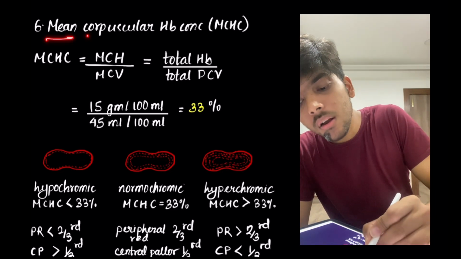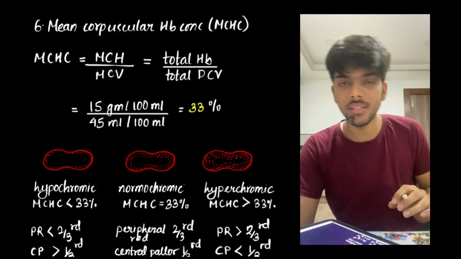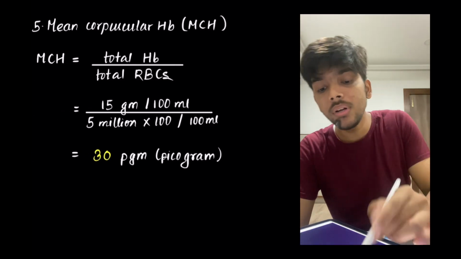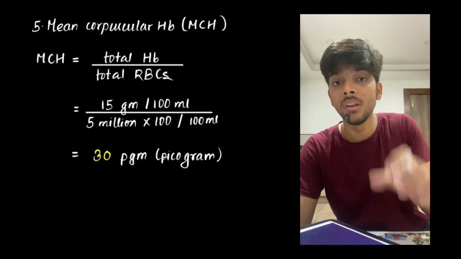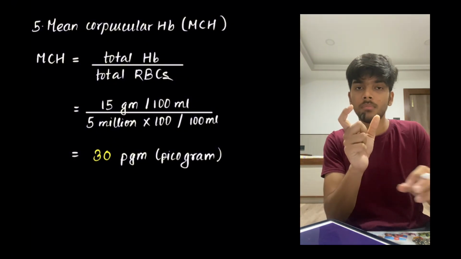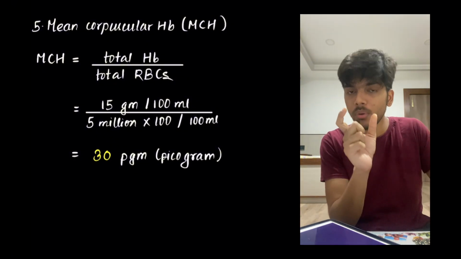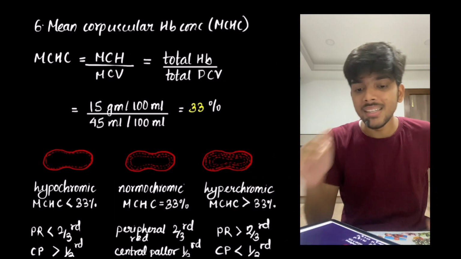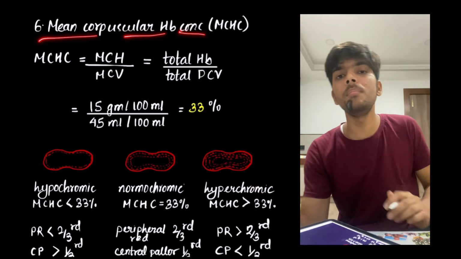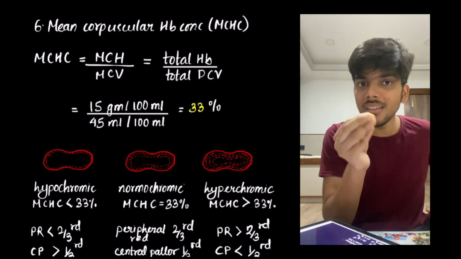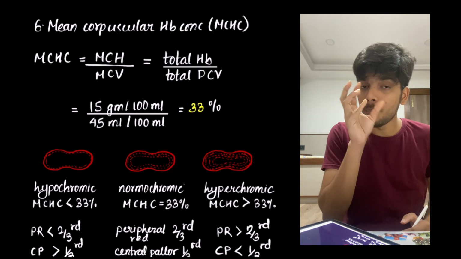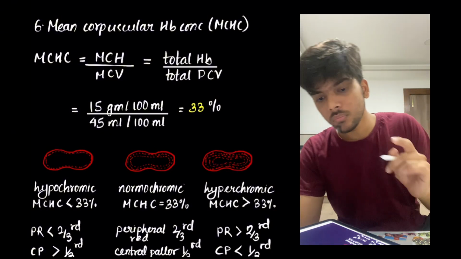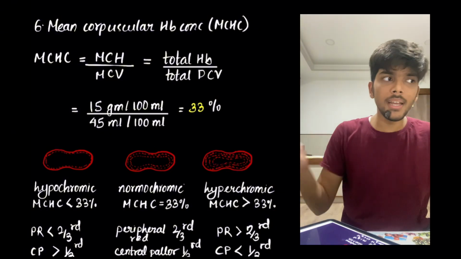Finally, mean corpuscular hemoglobin concentration. This is the concentration of hemoglobin, not the amount. The amount is mean corpuscular hemoglobin. So if you take out one RBC, it is most likely going to contain, if it is normal, 30 picogram of hemoglobin. This is mean corpuscular hemoglobin. Now the concentration of hemoglobin, that is amount of hemoglobin per unit volume of RBC. Okay. How do you do that? So you are finding concentration.